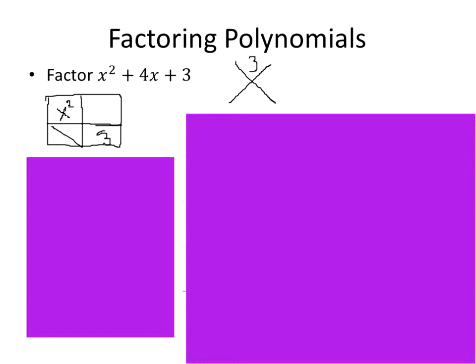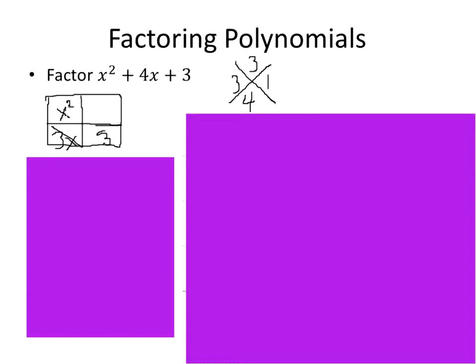And what goes on the bottom? The 4. Okay. And then we had to figure out what 2 numbers multiply together to make 3 and add together to make 4. Okay? So, Destiny, what do you think? What 2 numbers multiply together to make 3 and add together to make 4? 3 and 1, good. So we're going to put 3 here and a 1 here. So we've got 3x here.